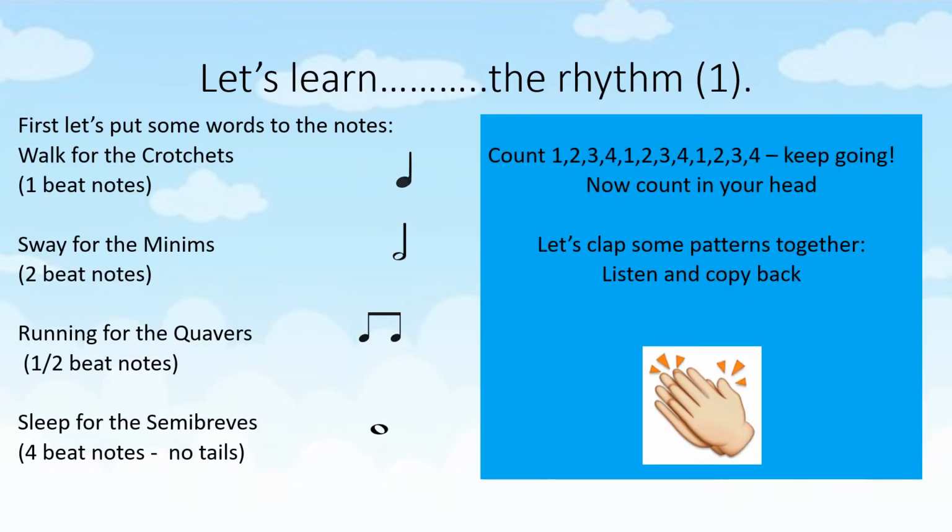Now let's look at the notes we're going to be playing. We're going to be playing crotchets worth one beat, minims worth two beats, quavers worth half a beat each, and they usually come in pairs, and semibreves, which are worth four beats. They are not coloured in, they have no tails.